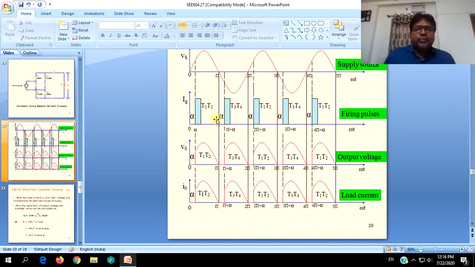And again, between pi to alpha, there will not be any voltage fed to the load, as T3 and T4 will be forward biased with negative voltage, but they are not turned on. When a gate pulse is applied to T3 and T4 at an angle pi plus alpha, then T3 and T4, the set of SCRs, will start to conduct.